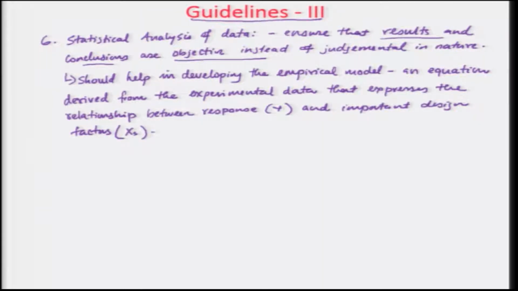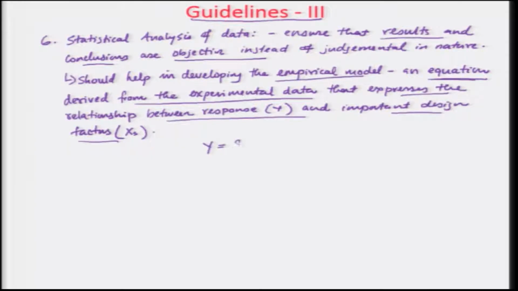Okay. So, what you do is you develop the empirical model, which is an equation that connects the experimental data. This equation is coming from the experimental data, and what it does is it expresses the relationship between y and the important design factors. So, as I said, you get y as some combination of x's. Okay. So, that is what we are more interested in doing in this part. Okay. And then the last part, the seventh step, is conclusions and recommendations. Conclusions and recommendations.